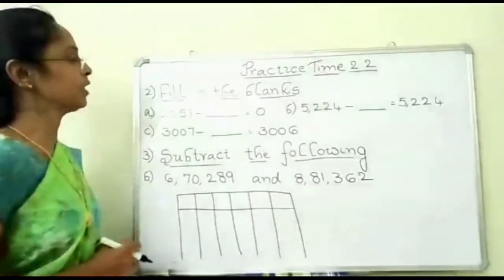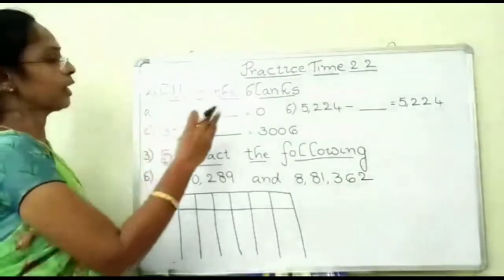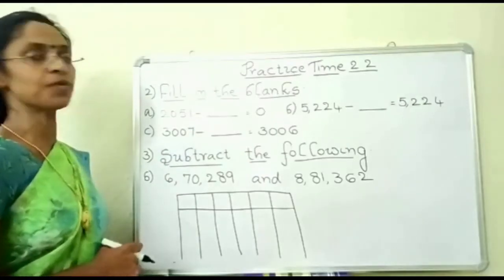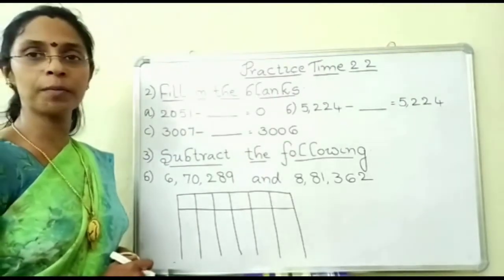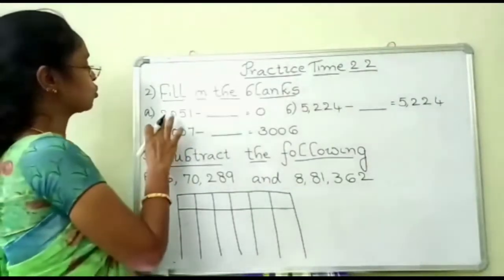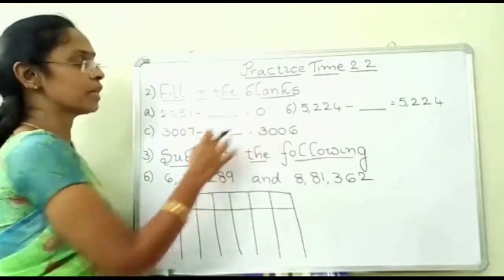The next question is fill in the blanks. See, children, by looking at the question, you easily understand that these are the questions from the properties of subtraction. See the first question, children. It is 2051 minus dash is equal to 0.